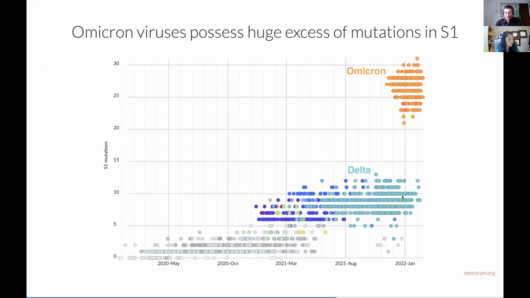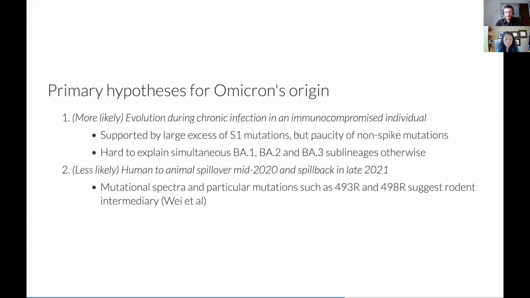If you look at the rest of the genome, Omicron doesn't look at all unusual, and so we'd expect the spike-specific focus to be an immunocompromised individual, as opposed to the primary alternative hypothesis of a human to animal back to human spillover event, where we'd expect more adaptation elsewhere in the genome as well.